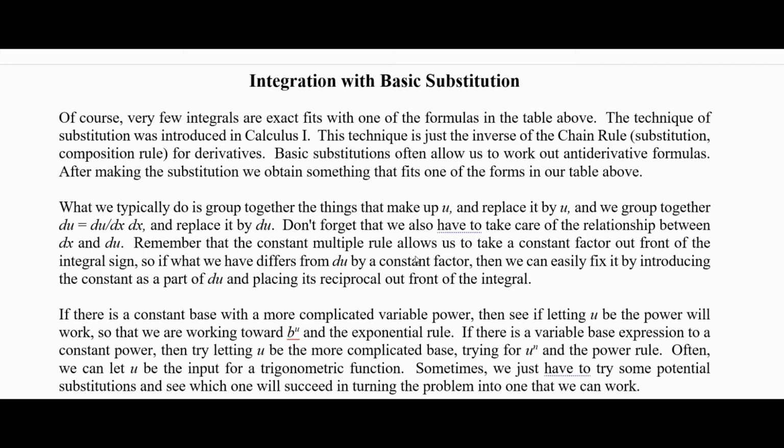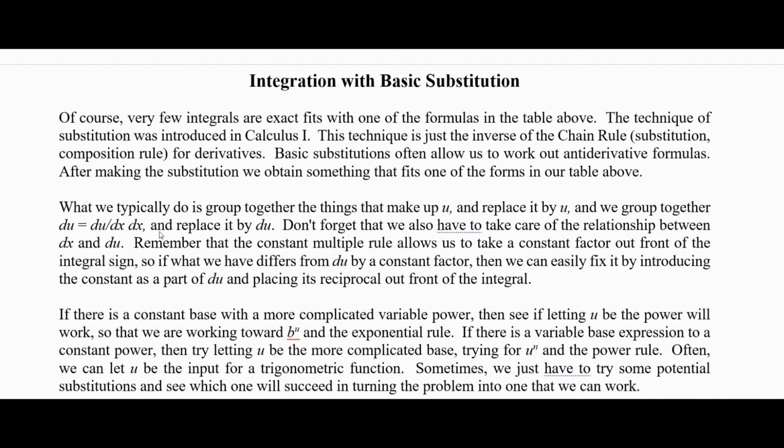So after making the substitution, we obtain something that fits one of the forms in that table we just whizzed by a minute ago. So what we typically do is group together things that make up u, and of course replace it by u. And then we group together things that make du. Well, du is just a shorthand notation for du over dx, the derivative of u with respect to x, times the differential dx. And we replace all of that by du. Don't forget that we also have to take care of the relationship between dx and du.